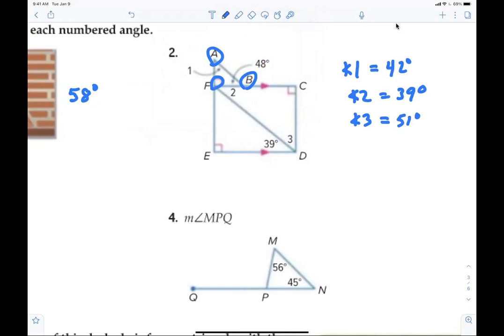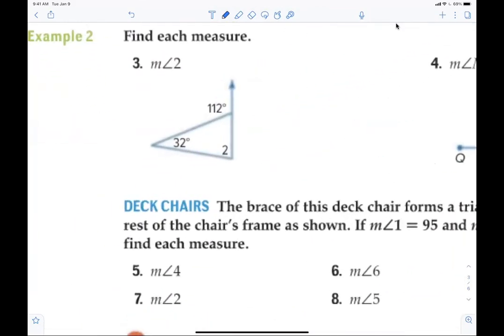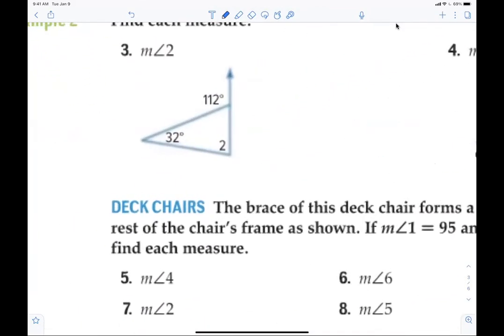The same reason 2 and 3 are complementary. F is 90, so A and B have to add up to 90. Number 3. Now, here's what we're talking about. I don't want to find this angle right here, guys. But can I find that angle?